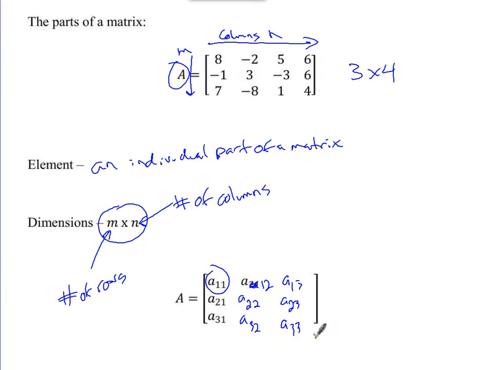Remember, it goes row, then column. Okay, row first, then column always, whether you're talking about dimensions or whether you're talking about labeling these elements. Row, then column.